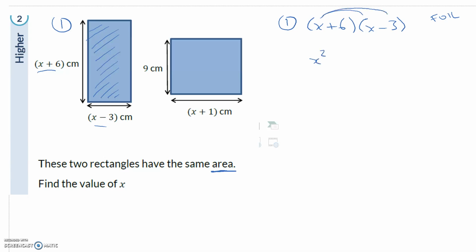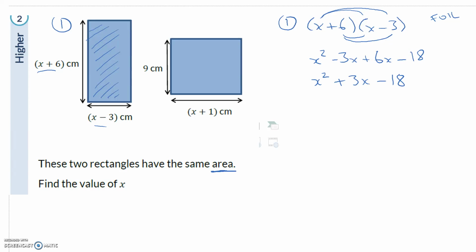We've got outers, x multiplied by negative 3. It's going to give me negative 3x. We've got inners, which give me positive 6x. And we've got lasts. The two last terms, positive 6 multiplied by negative 3, give me negative 18. So we can simplify that. That's going to give us x squared minus 3x plus 6x. I make that plus 3x, minus 18. So this is our expression for the area of rectangle 1.